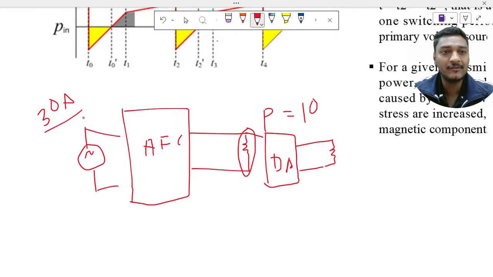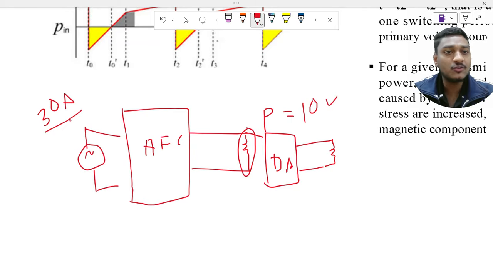One of the viewers has simulated this active front end converter with the DAB. If you simulate the active front end converter for 10 kilowatt with a resistive load, your peak input current requirement is 30 ampere. But when you connect the DAB converter in place of this DC load, with the resistive load at the DAB converter output and the same power requirement, your peak current value changes.